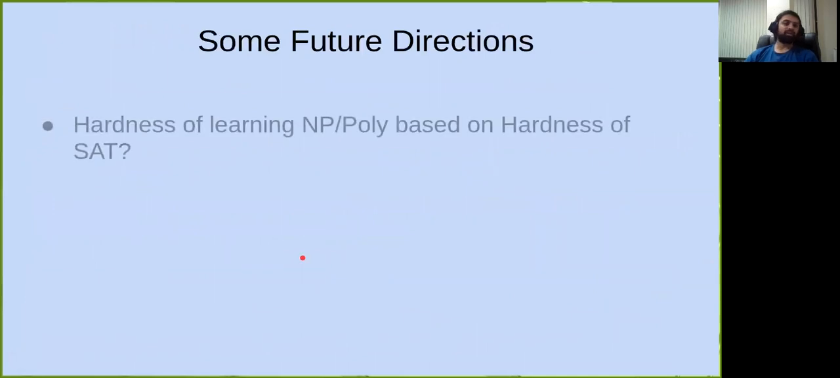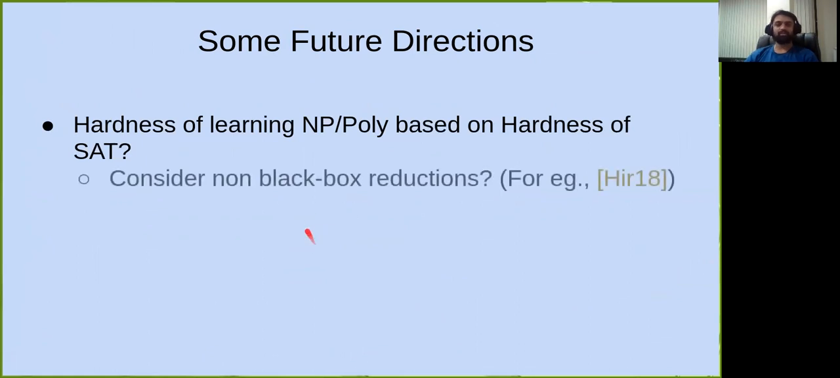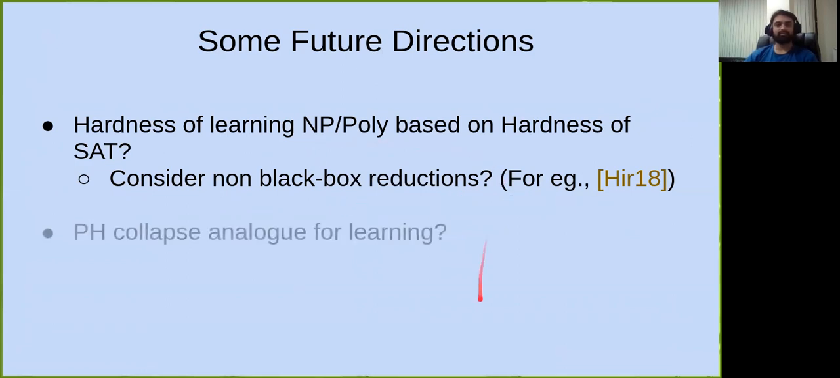I'll end my talk by giving some future directions. Can we show the hardness of learning NP/poly based on the hardness of SAT using non-black box reductions? Recently, there has been some success using non-black box reductions for worst case to average case reductions within NP. This is work by Hirahara. And the hope is that maybe we can extend these techniques or find new non-black box reductions which show the NP-hardness of learning NP/poly.